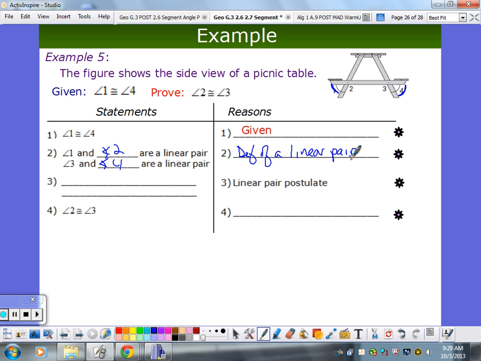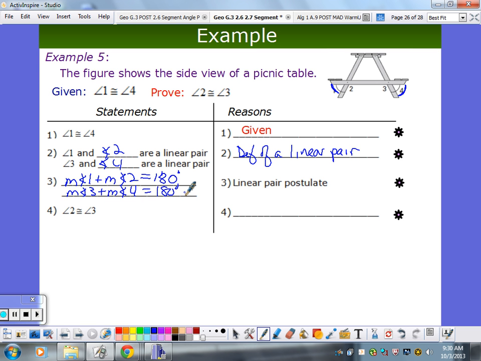Angle 1. Yeah. Because they're supplementary, right? Now, should we have put another statement in here saying they're supplementary? Technically, that is the linear pair postulate. This is okay. Supplementary and equaling 180 are kind of the same thing. And so now it's just going straight there. It's going angle 2 congruent to angle 4.